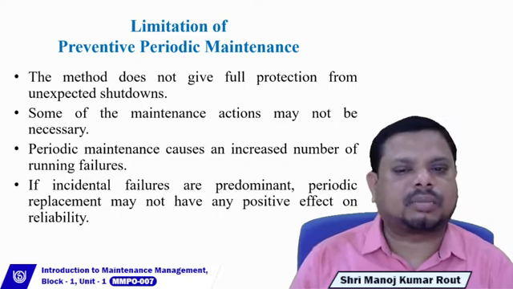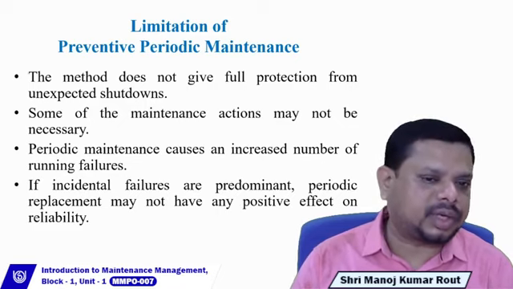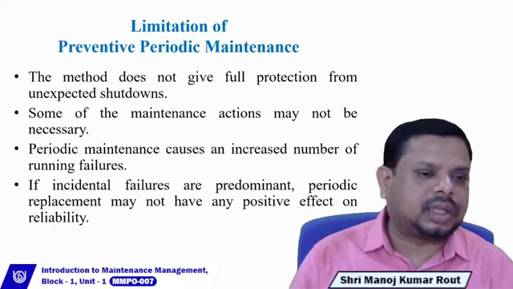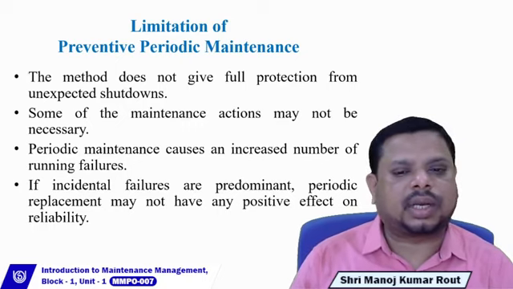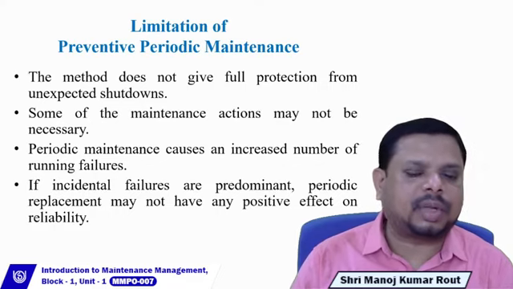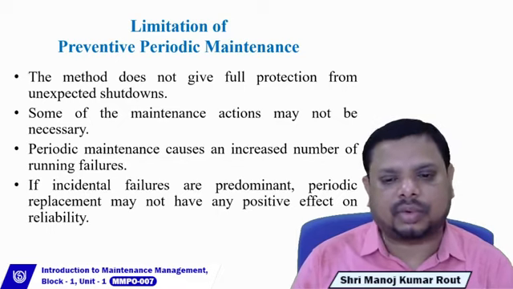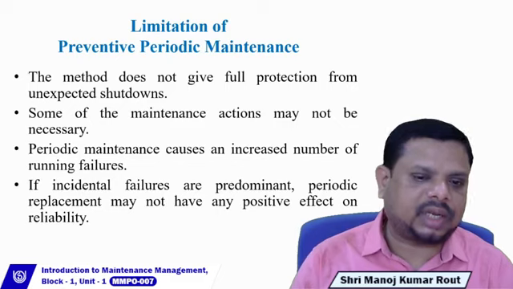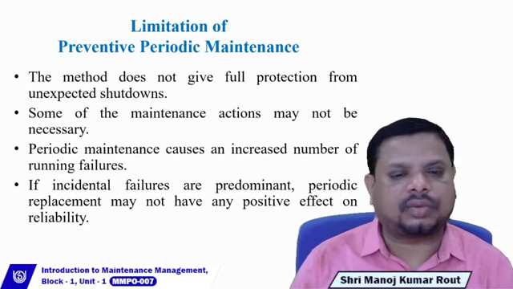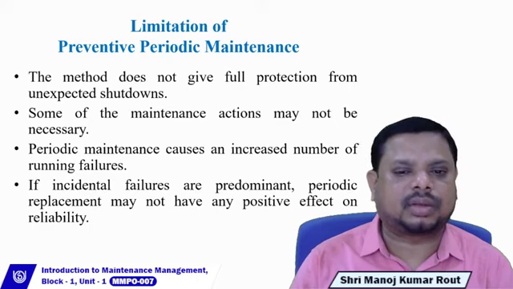Some of the maintenance actions may not be necessary, for example over-oiling and over-greasing of equipment. The next important part is over-cleaning of the machine. The next is that periodic maintenance causes an increased number of running failures. If you implement periodic maintenance, it may cause a number of running failures, which directly affect your entire production flow. And if incidental failures are predominant, periodic replacement may not have any positive effect on the reliability of your maintenance. So these are the limitations of preventive periodic maintenance.